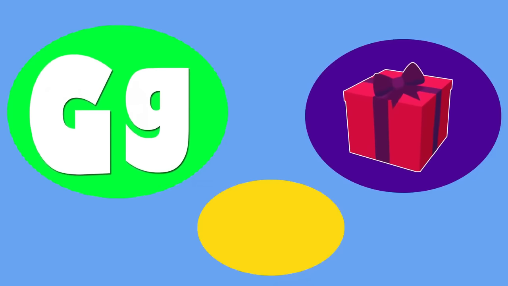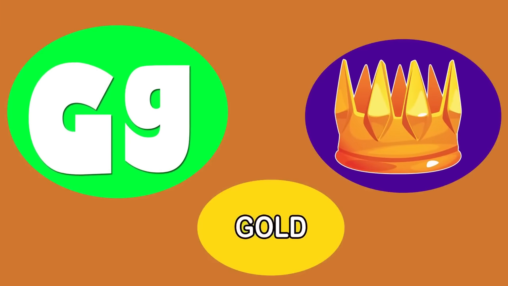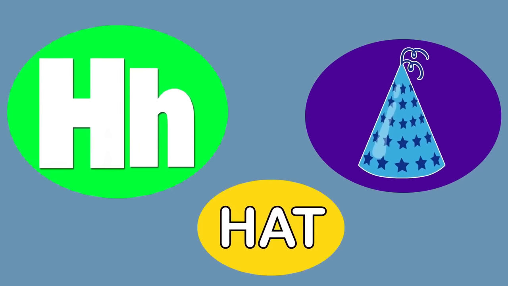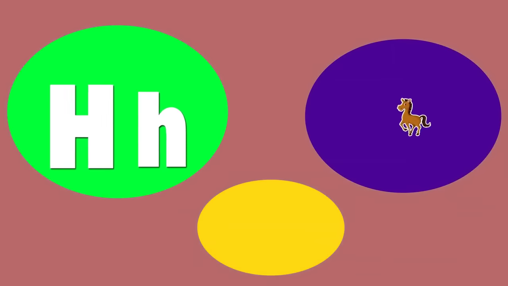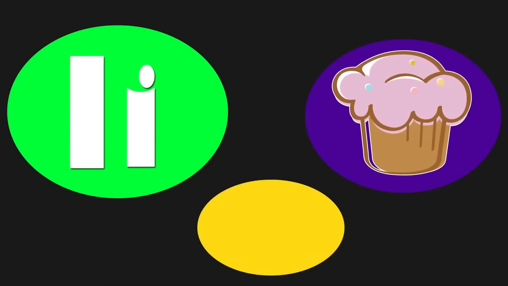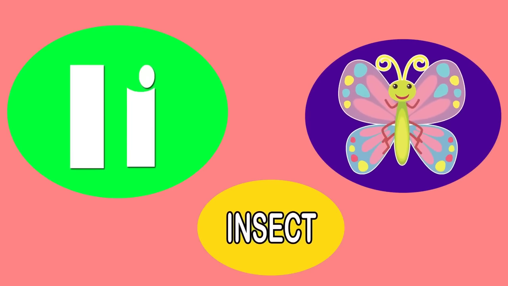G for gift, gift. G for gold, gold. H for head, H for horse, horse. I for ice cream, ice cream. I for insect.